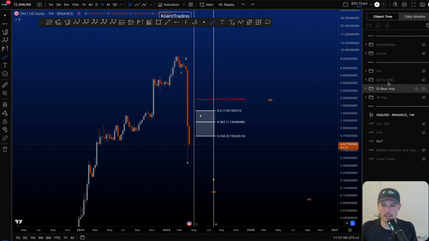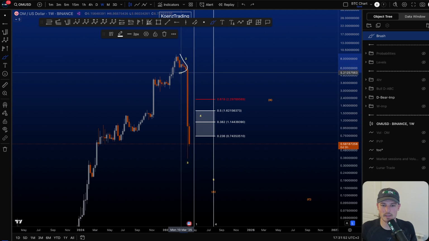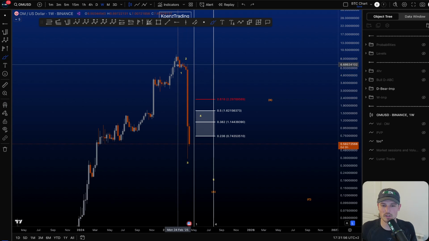Now, in both an ABC and an impulse, the beginning is absolutely the same. This move to the downside has to be a 5-wave structure. This range here has to be a corrective structure.